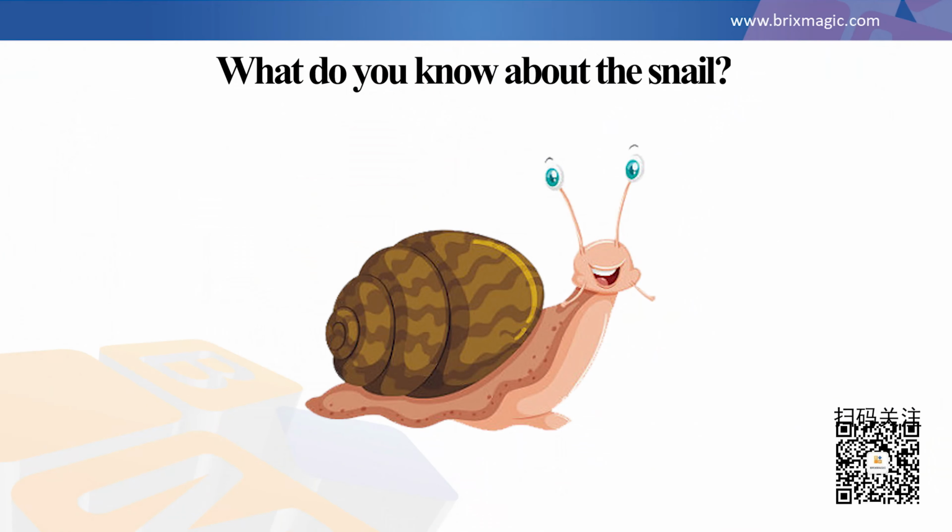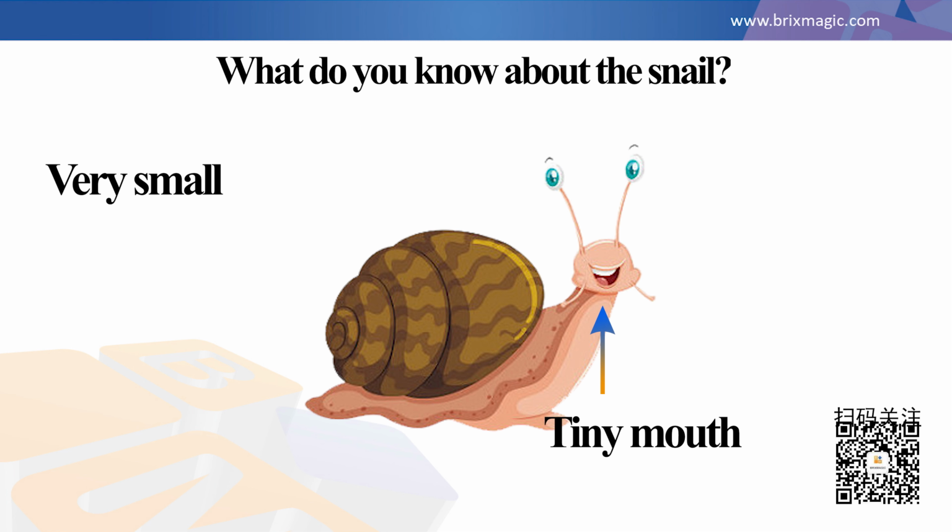So how would you describe a snail? What are some things you notice about the way it looks? So first is that snails are very, very small, usually. And they have very tiny features. So the mouth of a snail is hard to see from the human eye because of how tiny its body is.